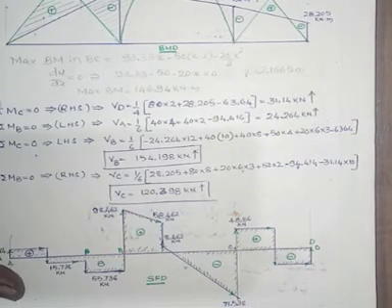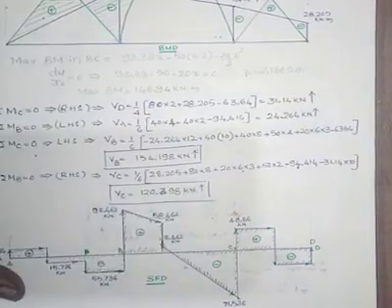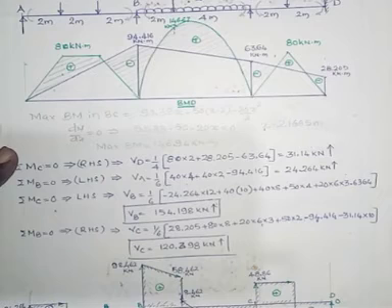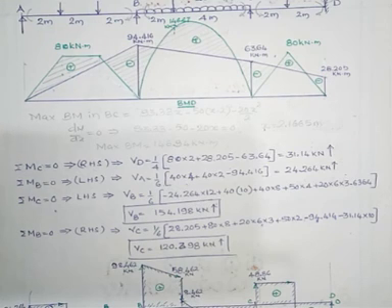Here this is the elastic curve for this one. Here the moment is, that is at the center, that is sagging. At the support it is hogging like this. At the support here the slope is 0.